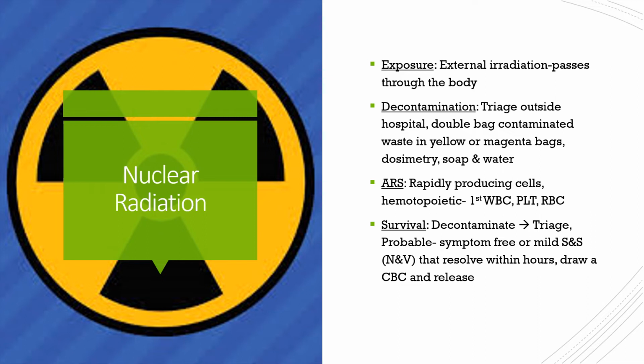So we can do this contamination triage outside the hospital. They double bag everything. It's either in a yellow or magenta bag. Afterwards, what happens is they remove the clothing, wash first with water, and then you go to the next station and wash with soap and water.